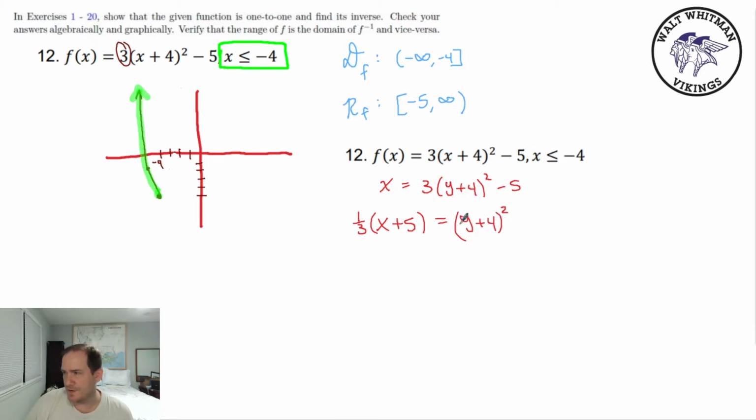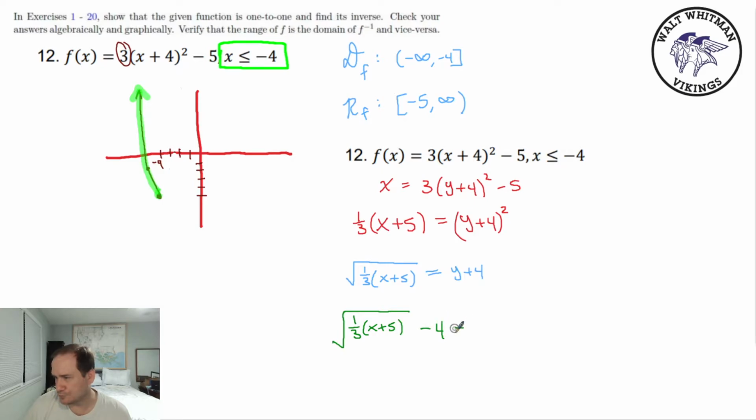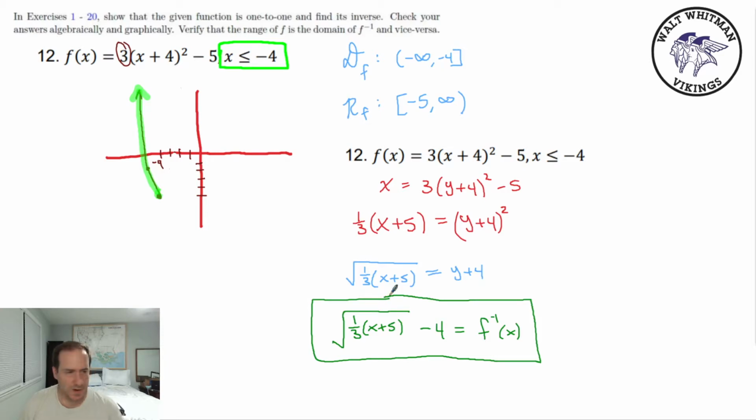From here, you can see we're going to want to take the square root on both sides. So that'll generate a square root of 1/3 x plus 5. That equals y plus 4. So to get your final answer, you'll just subtract 4. So there's our inverse function. But before you pat yourself on the back, there's something a little bit fishy here.